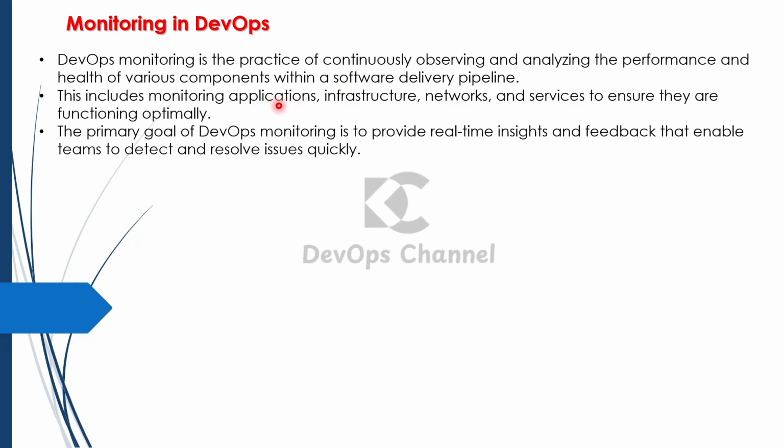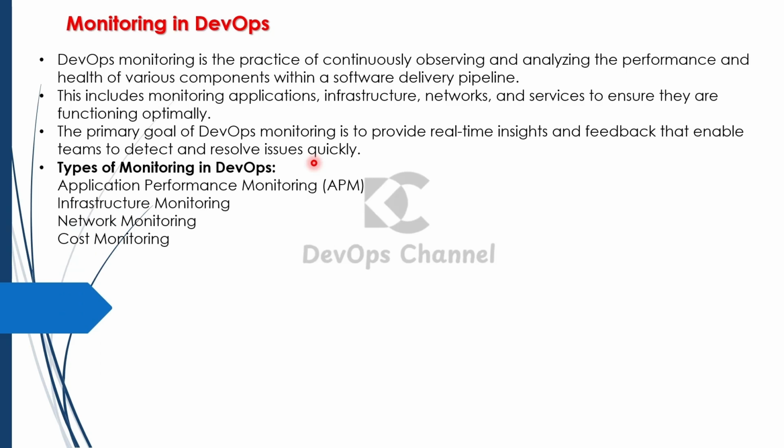This includes monitoring applications. Suppose you want to see the KPI indexes or performance of an application, or whether you have set up any infrastructure behind this. If you want to check how the infrastructure is working, how the networking is working, how the load is going in and out, and also the other services related to it, you can monitor all of them. Now the primary goal of DevOps monitoring, where we can use continuous monitoring, is to provide real-time insights and feedback that enable teams to detect and resolve issues quickly. That's what monitoring is for.